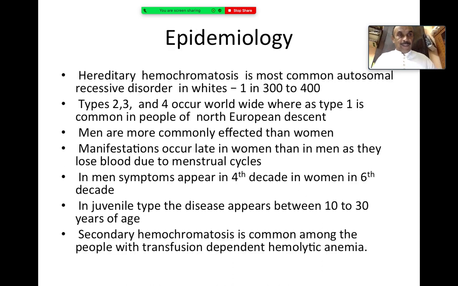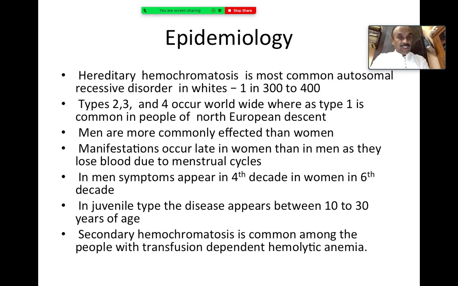Coming to the epidemiology. Hereditary hemochromatosis is the most common autosomal recessive disorder in whites. Its prevalence is around 1 in 300 to 1 in 400. It's very high. There are different types in hereditary hemochromatosis, that is type 1, type 2 and type 4. Type 2, 3 and 4 occur worldwide, whereas type 1 is common in people of northeastern descent.